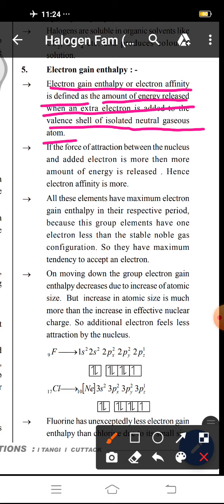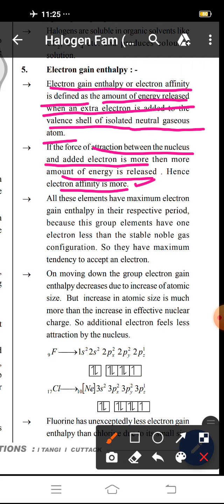When an extra electron is added to the valence shell of an isolated neutral gaseous atom, the amount of energy released is known as electron affinity or electron gain enthalpy. If the force of attraction between the nucleus and the added electron is more, then more amount of energy is released. Hence, electron affinity is more. If the force of attraction between the nucleus and added electron is less, then less energy is released and electron affinity is less.